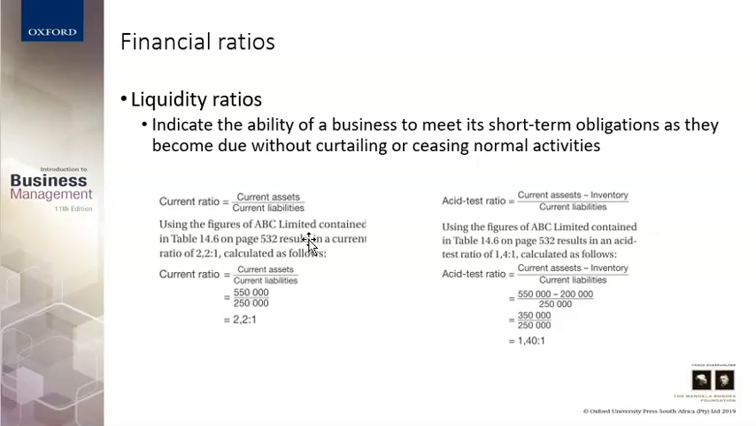Then we also have what is known as the acid test ratio. And in this case, we deduct inventory from current assets and we divide by the current liabilities. And the ratio that is generally acceptable as the acid test ratio for organizations is 1:1, because we will already have removed our inventory.